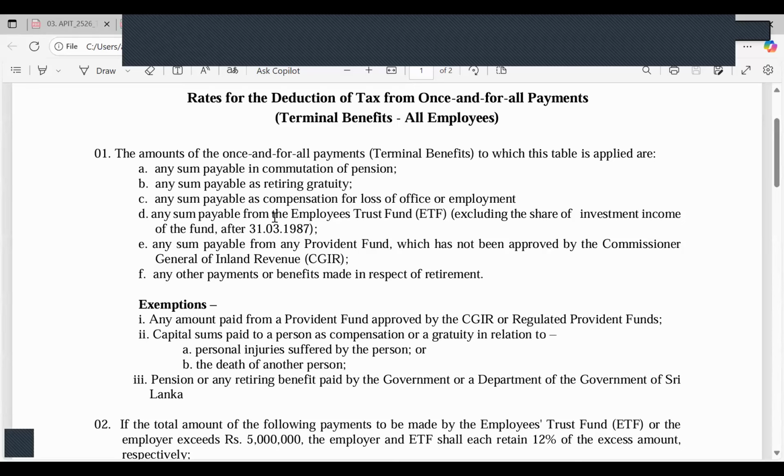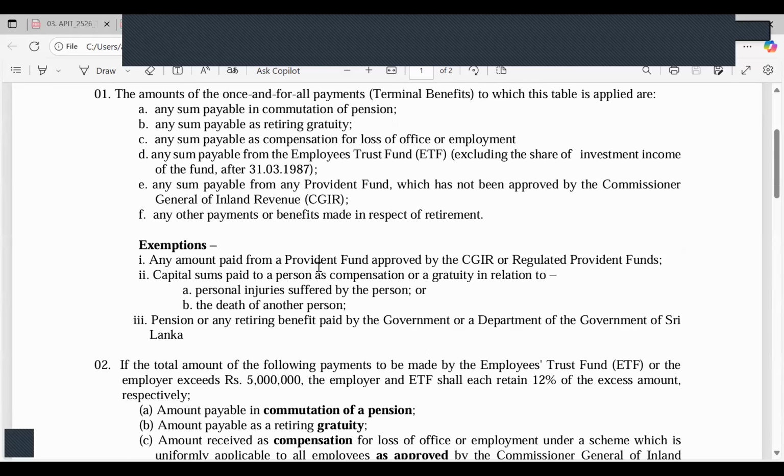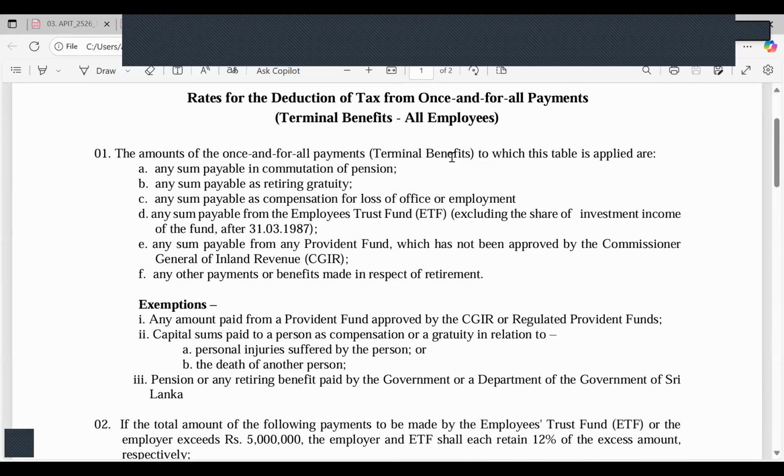When we calculate, we must remember which are tax exempt and which are tax liable for employment income. Exemptions. Any sum payable from any provident fund which has not been approved. What is here?